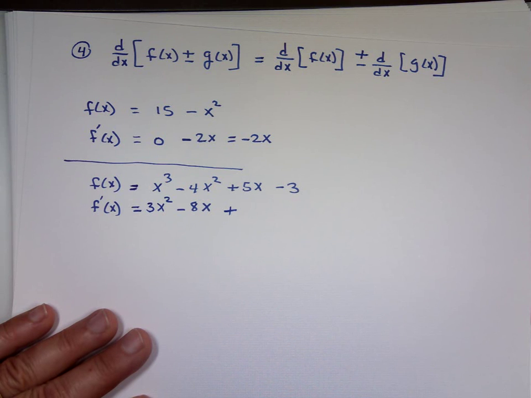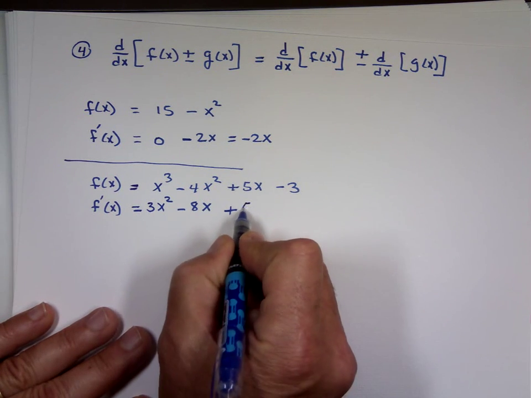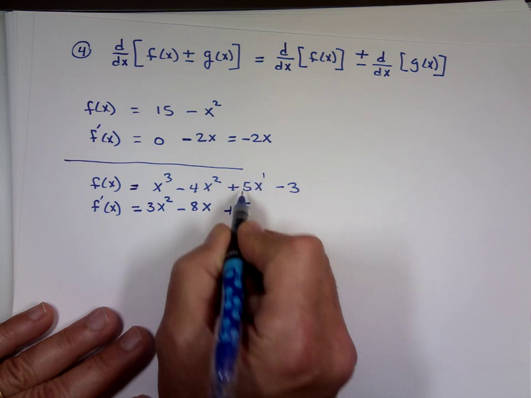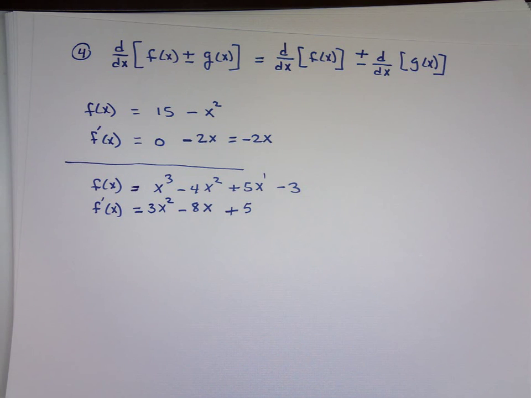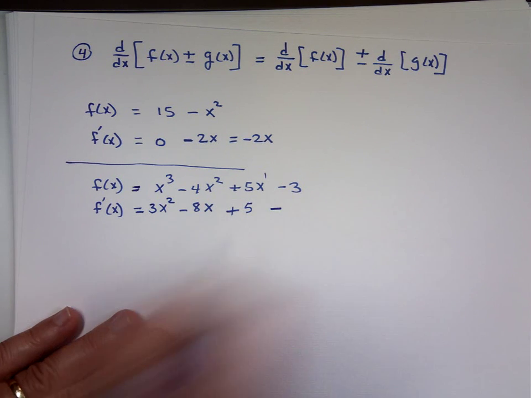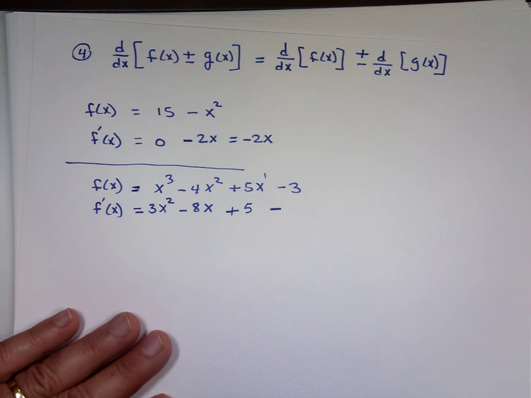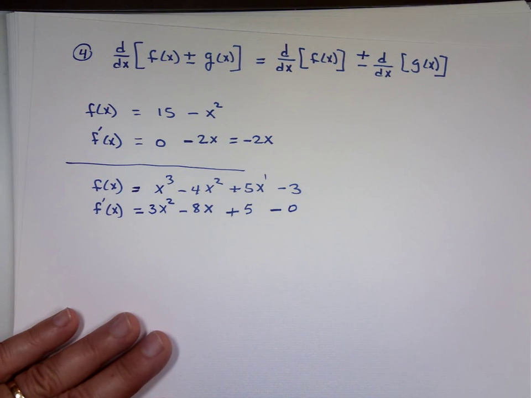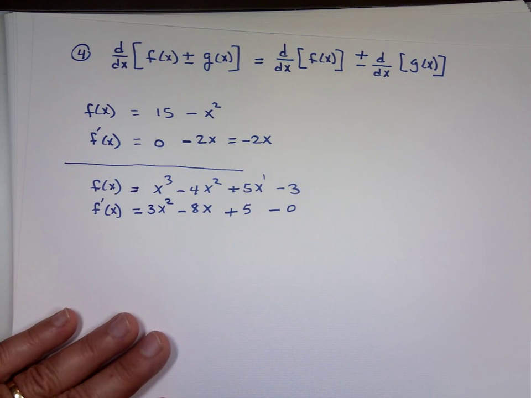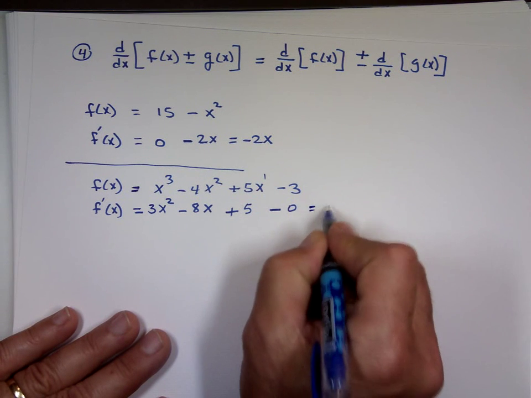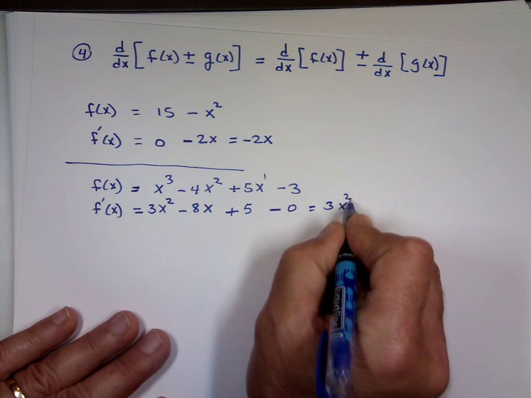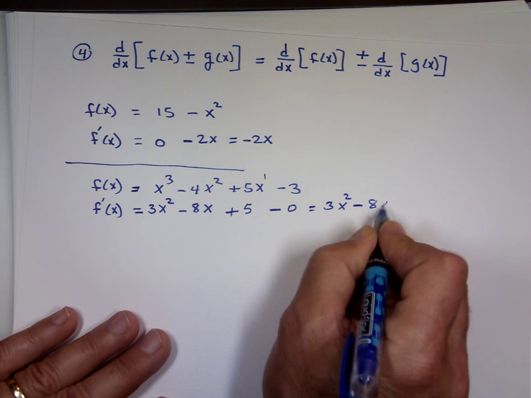What's the derivative of 5x? 5. Just 5, because, remember, this is a 1 here. 5 times 1 is 5. Subtract 1 from the power becomes 0. Minus, what's the derivative of any constant? 0. I don't have to write the minus 0 there. So when you write that, don't put the minus 0. You go 3x squared minus 8x plus the 5.